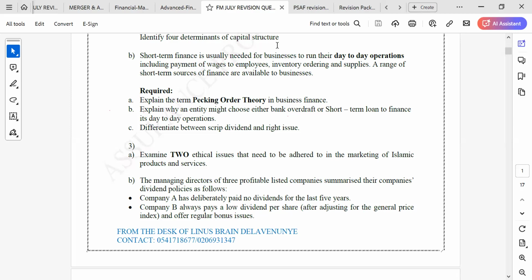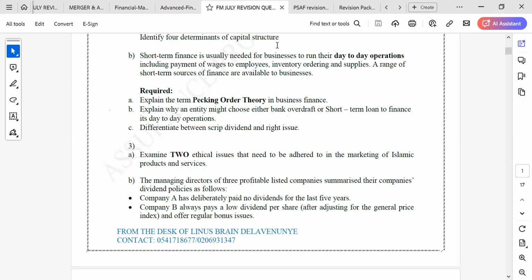So the instrument that you are going to be marketing should be devoid of any interest elements. The instrument should be of capital nature. The instrument should not be based on speculations. The subject matter of whatever product you are marketing should be known. It's not that if you bring 10 cedis right now, you are going to get 20 cedis. This is based on speculations. And the instrument should not be one that we can classify as gambling. All right, so you can answer this question based on the prohibitions under Islamic finance.